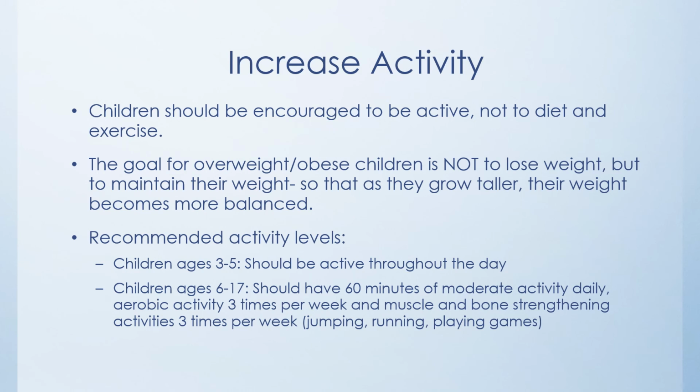Children ages 3 to 5, their recommended activity is just throughout the day. When they're in daycare, they have playtime all the time. Children ages 6 to 17, they want them to have 60 minutes of moderate activity daily, and that can be broken down into smaller moments like 20 minutes here, 20 minutes there. Encourage vigorous activity, like more aerobic activity 3 times per week, as well as muscle and bone strengthening exercises such as running, jumping, playing 3 times a week as well.